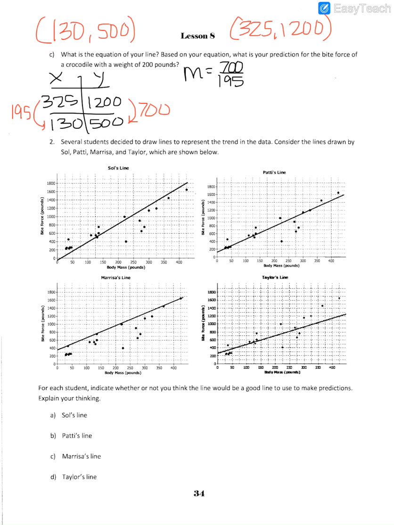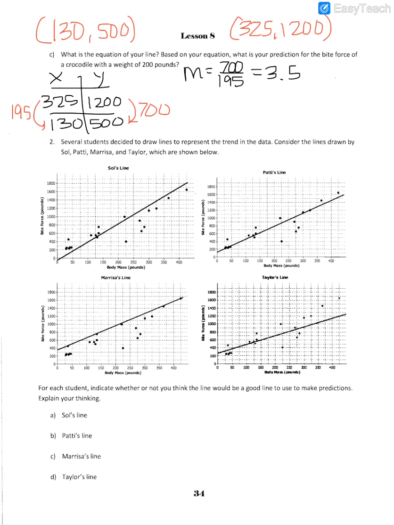Okay, and when I put it into my calculator, I get 3.58974359. So I'm just going to say this is about 3.5. And it is okay for us to estimate on this because this is a best fit line, so it's already an estimation. All right, now we're going to find our B.